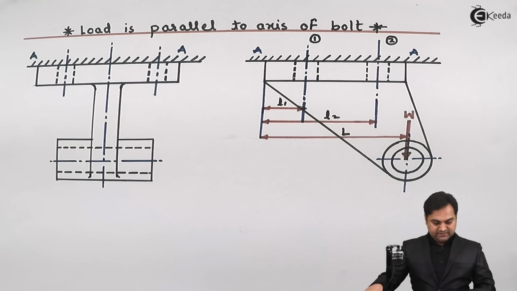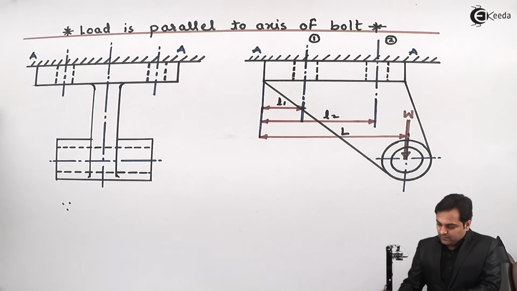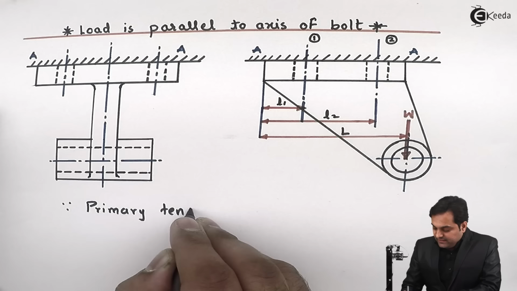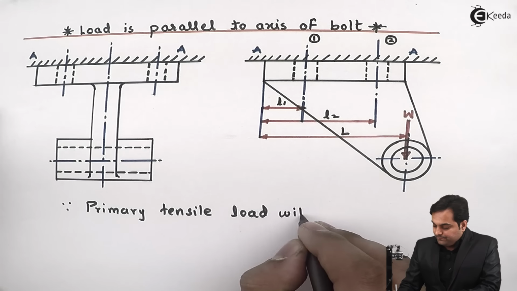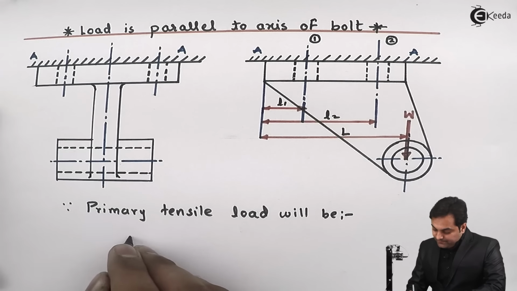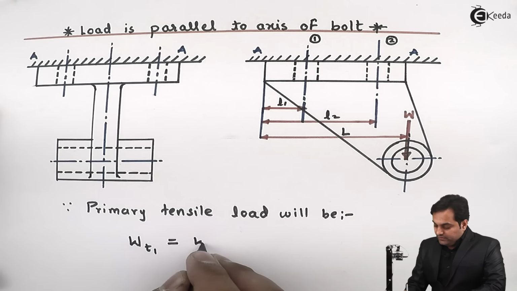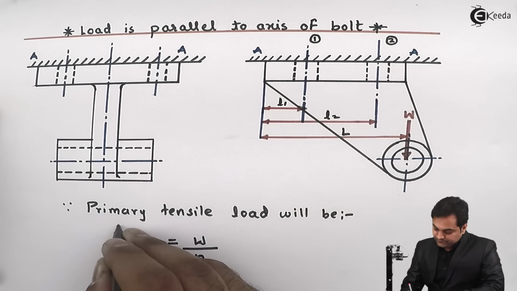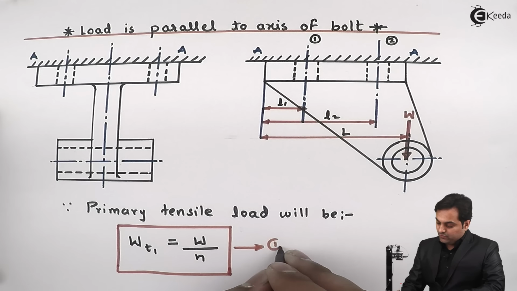So here first of all I'll say that the primary tensile load, I'll denote it by W suffix T1, will be equal to load divided by N, where N is the total number of bolts. Now this I will keep as equation number 1.